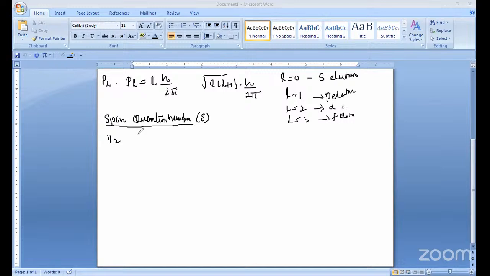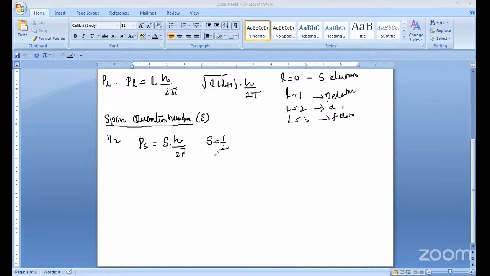The spin was assumed to explain the experimental observed facts, but later on Dirac's mechanical treatment gave the theoretical justification that the spin angular momentum is going to be half Ps, which is equal to S into h by 2 pi, where the S value is half because the spin of the electron is half.